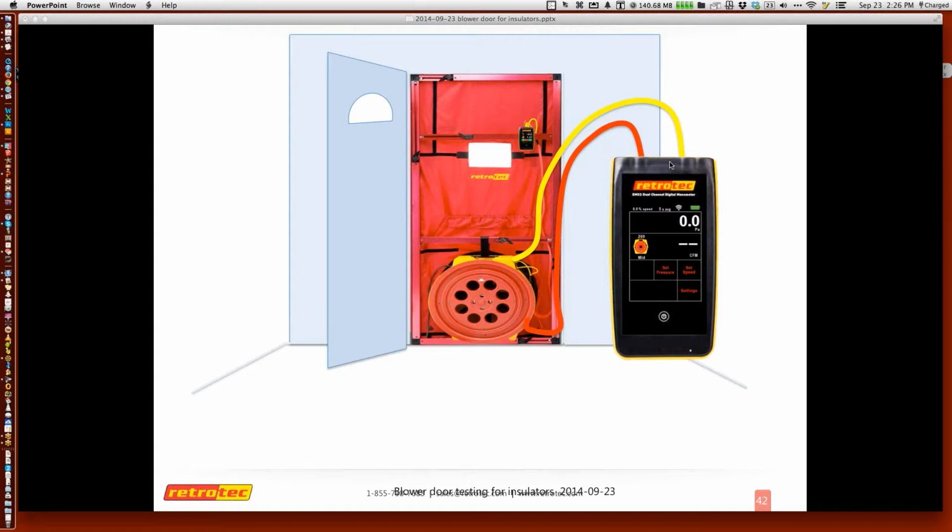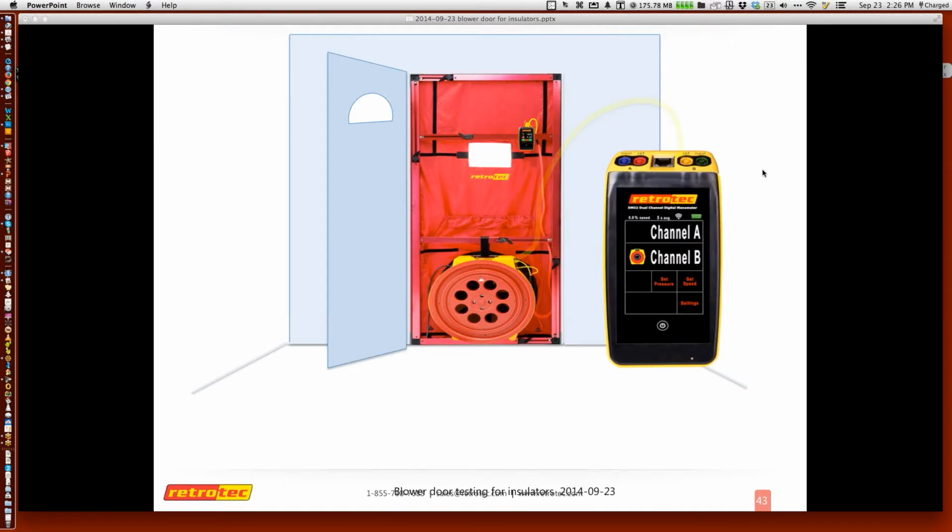As you look at it, red is channel A. You can see that it goes through the red cloth going outside. That helps me determine the pressure between inside and outside, and that's my test pressure. So channel A is on the top.